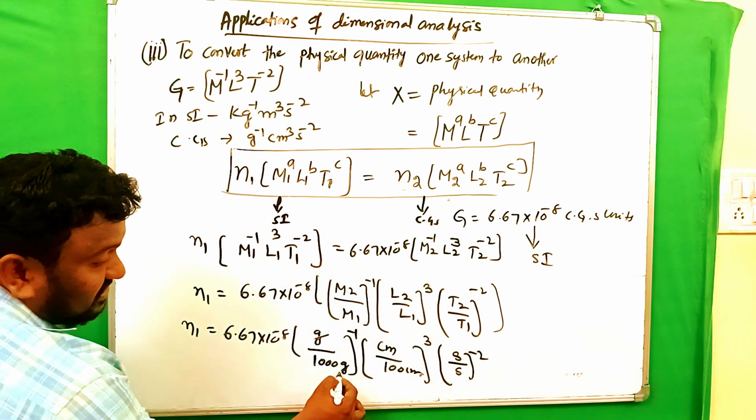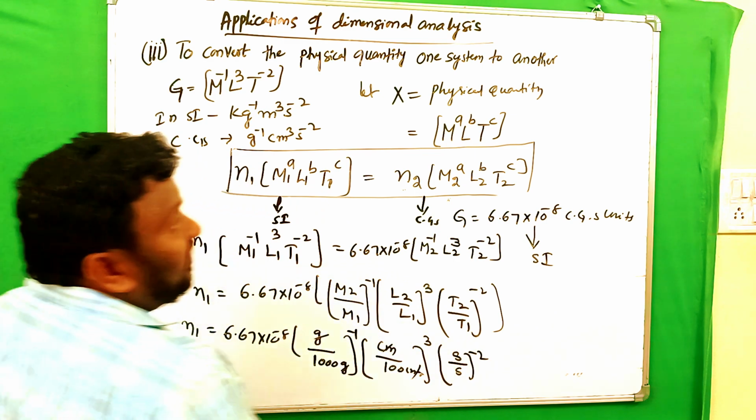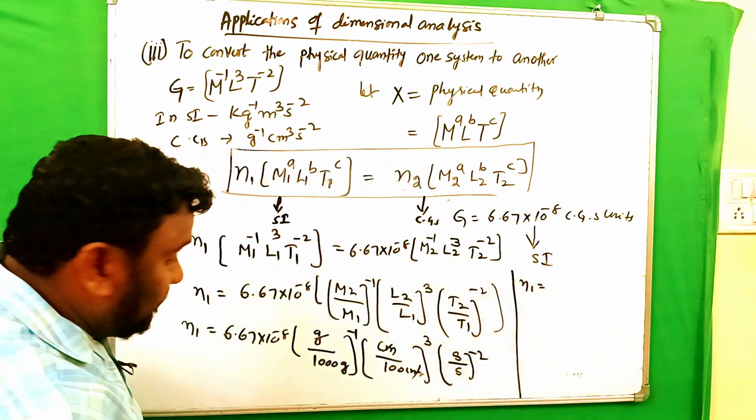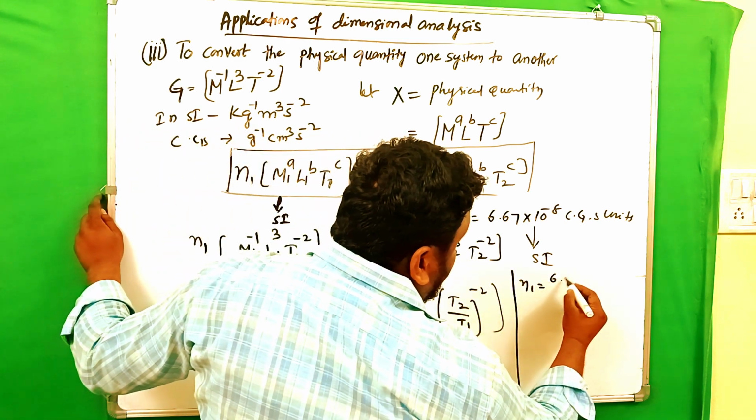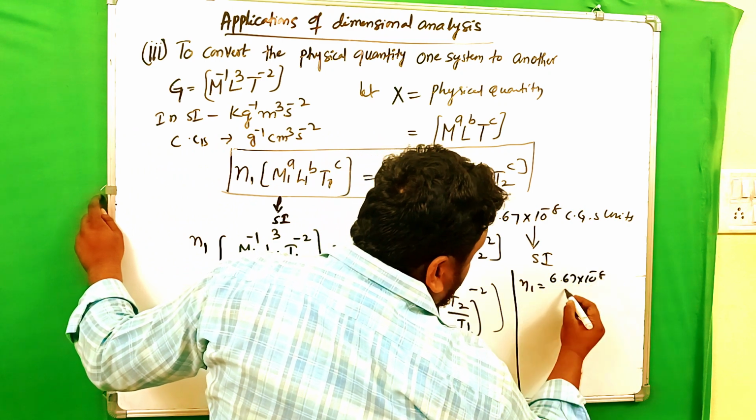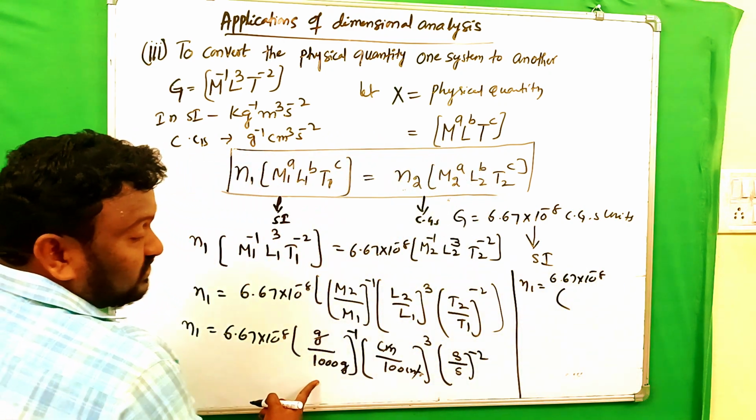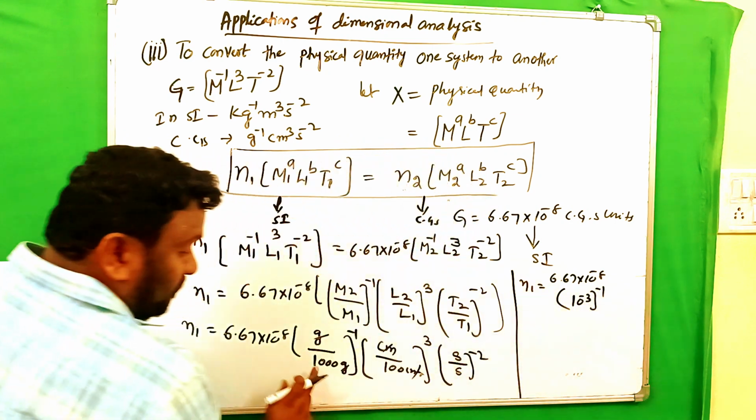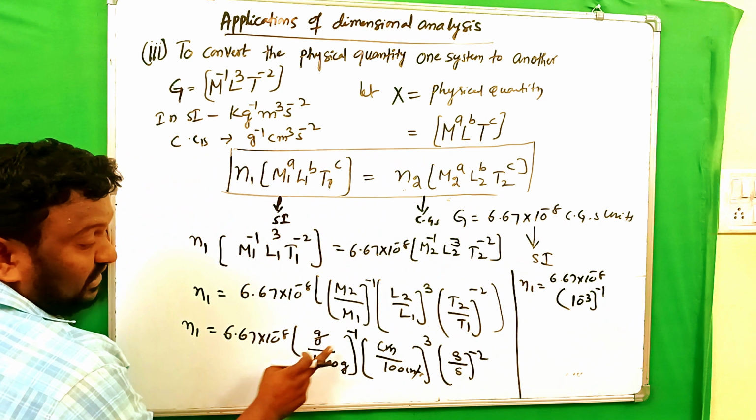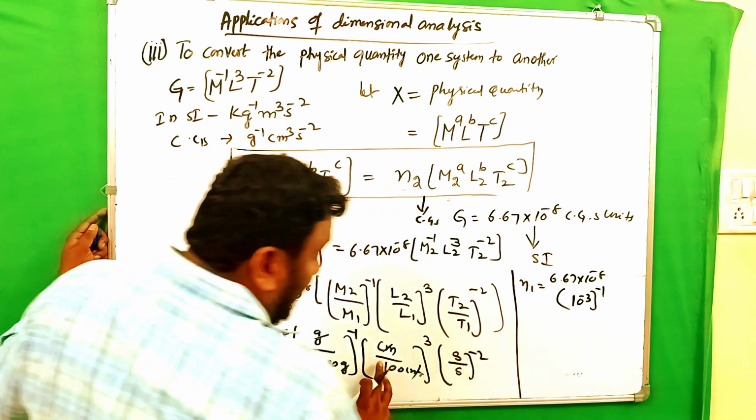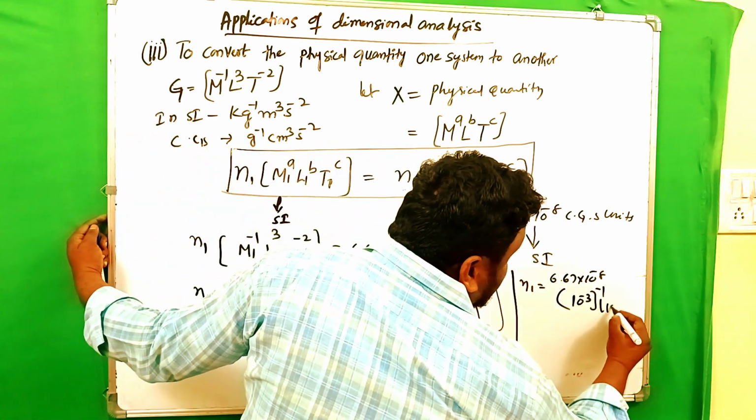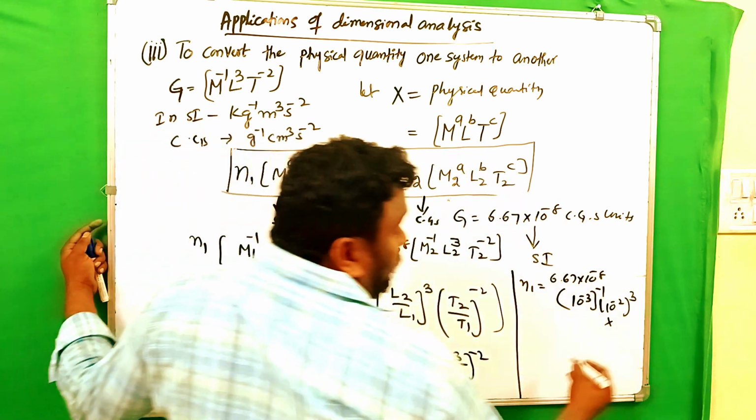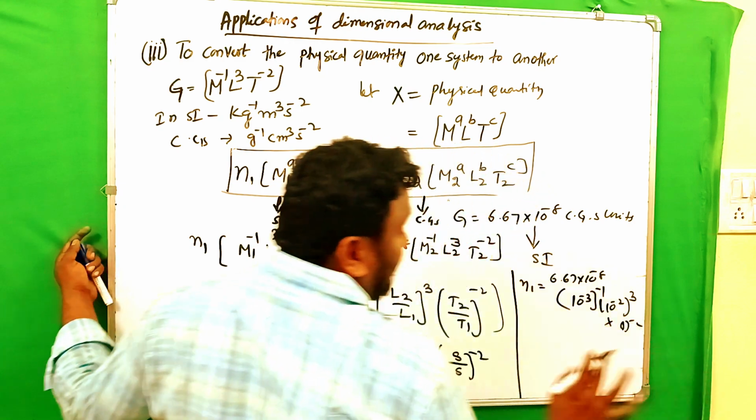Here gram cancels, centimeter cancels. Then we have N1 equal to 6.67 into 10 to the power of minus 8 into 1 by 1000, which means 10 to the power of minus 3, all to the power of minus 1. Here 1 by 100 means 10 to the power of minus 2, 10 to the power of minus 2 all cube, into second over second means 1, 1 to the power of minus 2. That means simply it is 1.